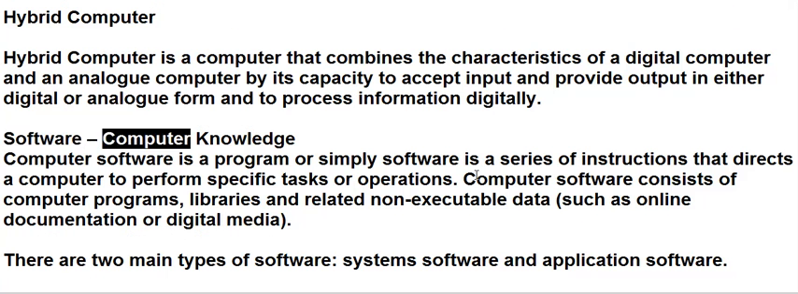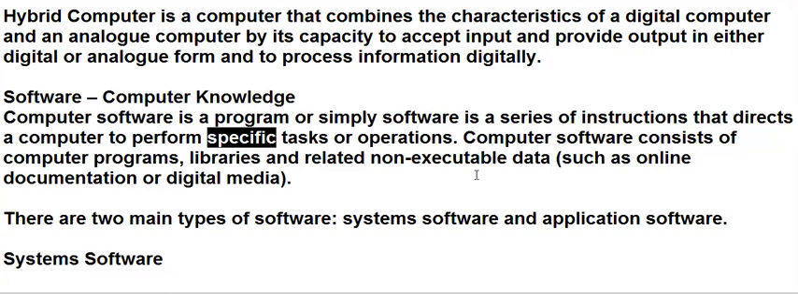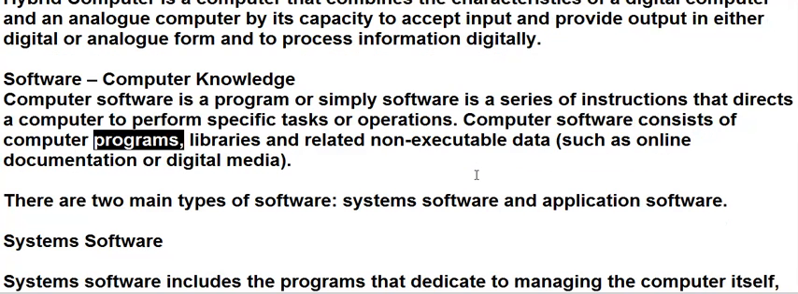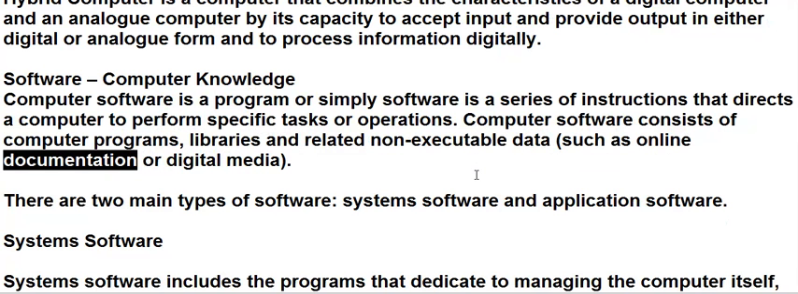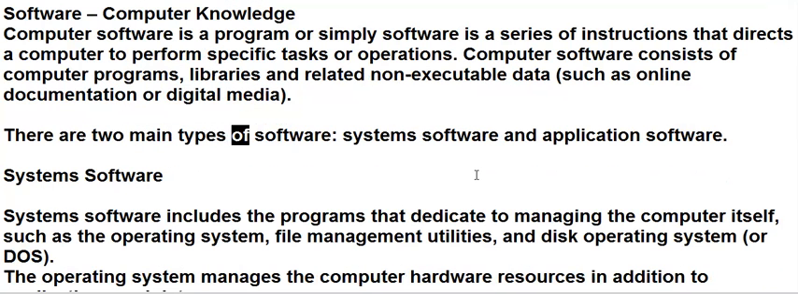Software. Computer knowledge. Computer software is a program, or simply software, a series of instructions that directs our computer to perform specific tasks or operations. Computer software consists of computer programs, libraries and related non-executable data, such as online documentation or digital media. There are two main types of software: systems software and application software.